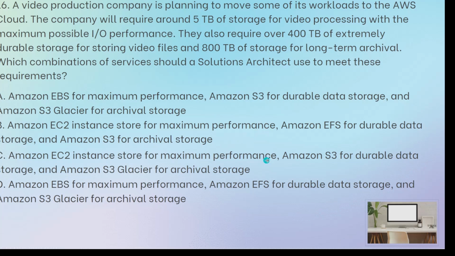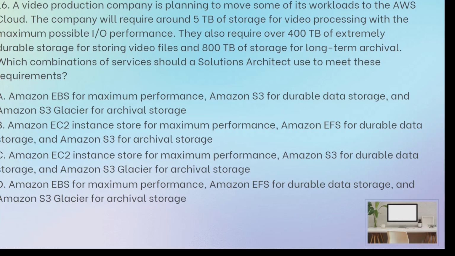And then they say that you need good durable storage, right? In terms of durability, S3 is the best. It's 11 nines, right? So you get 11 nines percentage of durability, and for archival, Glacier is the best. So the correct answer is Amazon EC2 instance store for maximum performance, Amazon S3 for durable data storage, and S3 Glacier for archival.